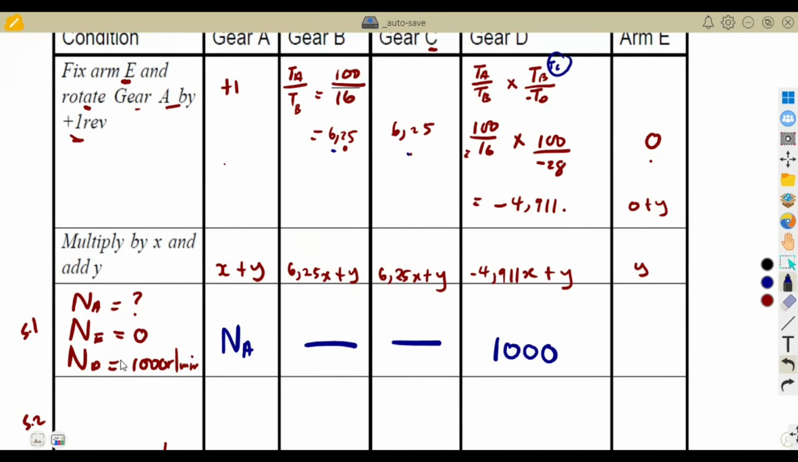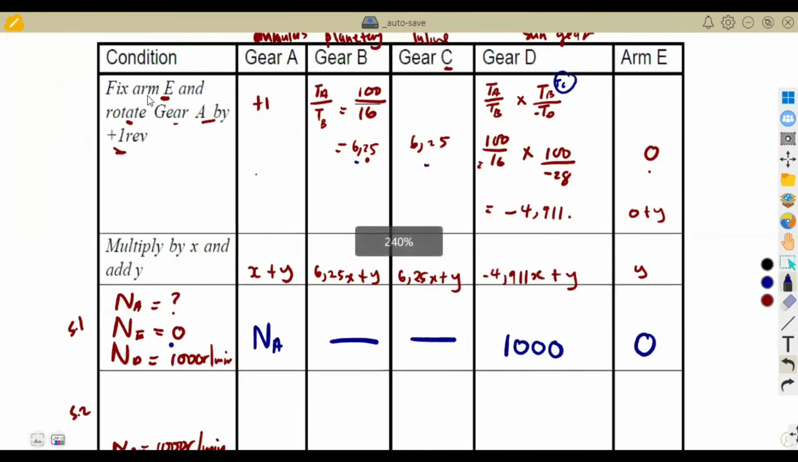What about the arm E? The arm is fixed, so there's no movement. That's a 0. Just like the first case when we fixed the arm, there was nothing there. It was a 0, so it is the same thing. The arm is fixed, so that's a 0 there.